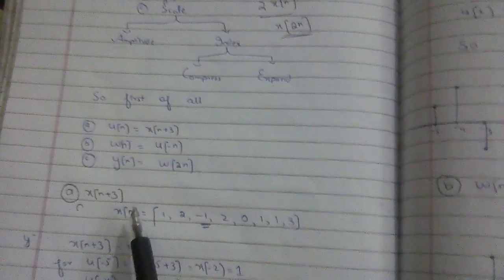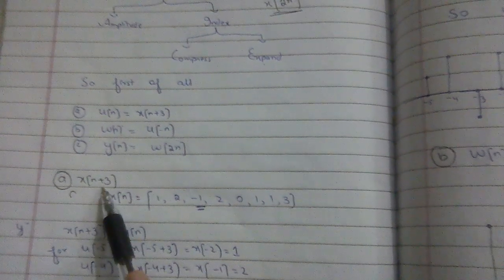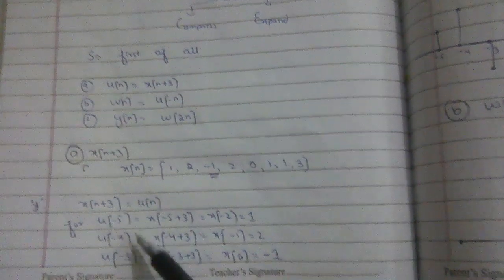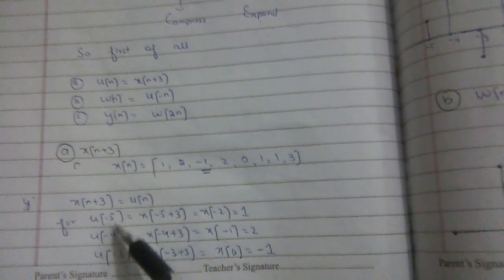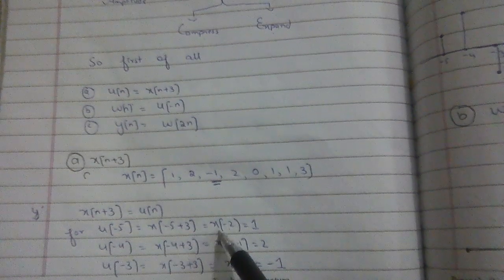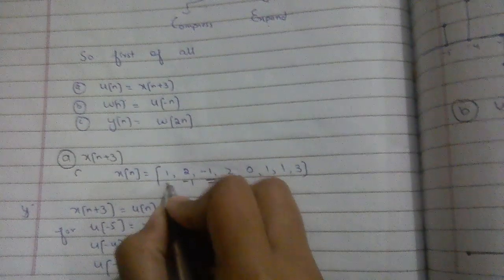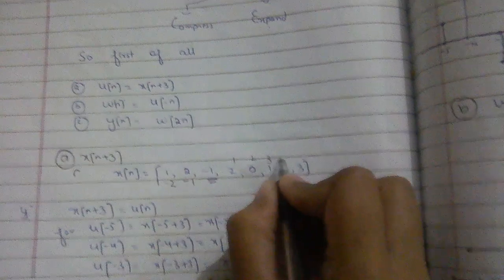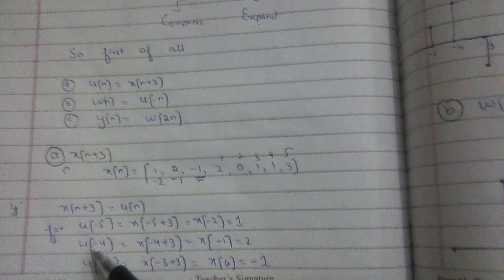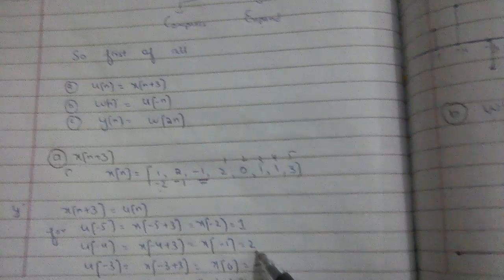So first of all, as I have x of n is equal to this, I have 0 index at minus 1. First of all, performing this shifting operation, x of n plus 3 is equal to u of n. First I will put n is equal to minus 5, then n is equal to minus 4, then n is equal to minus 3. N is equal to minus 5, 3 minus 5 is minus 2, x of minus 2. We know that this is at 0 index, this is at minus 1, and this is at minus 2. This is at 1, 2, 3, 4 and 5th index. So x of minus 2 is 1, so the answer is 1. Similarly, at u of minus 4, x of minus 4 plus 3, that is x of minus 1, and at x of minus 1 we have 2, so this is equal to 2.